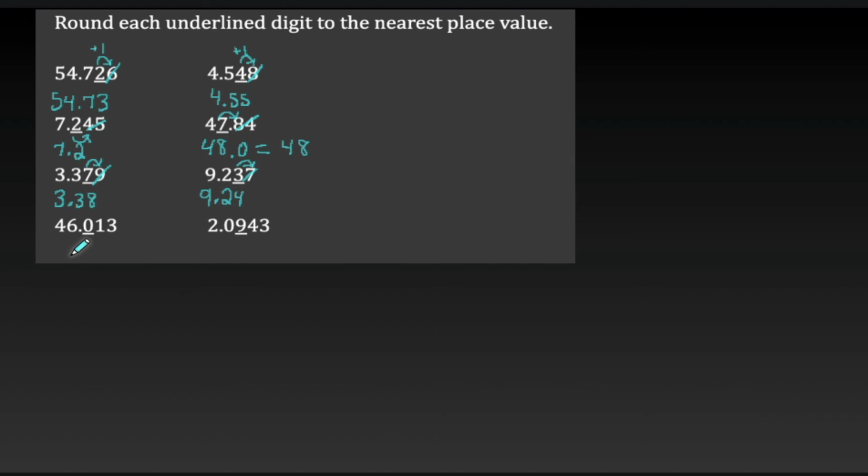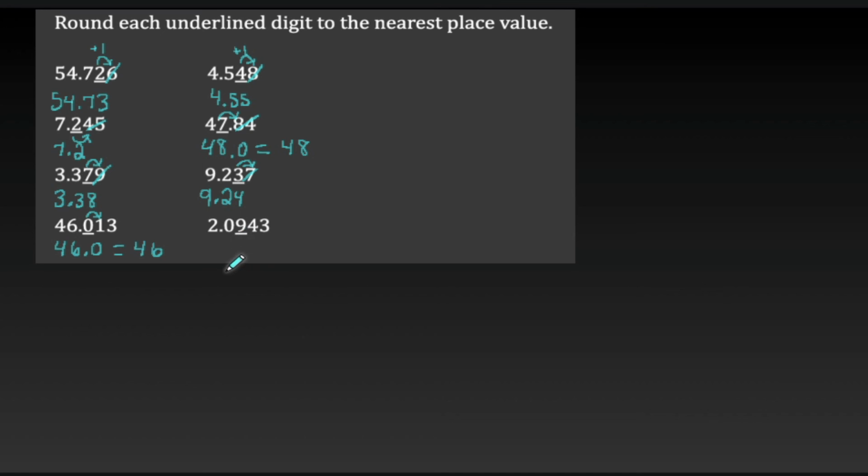We have 46.013. So we're rounding the 0. Look to its immediate right. It's a 1, so it's left the same, and it's 46.0. Or if you recognize that 46.0 is the same thing as the whole number 46, that is fine. You can leave it as 46.